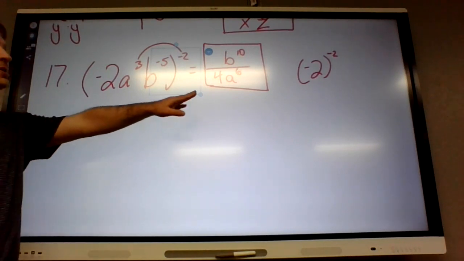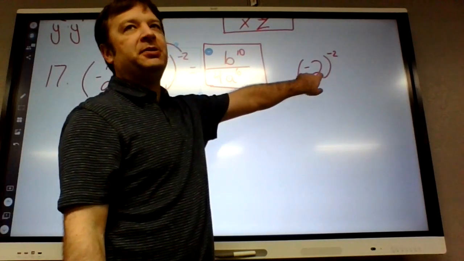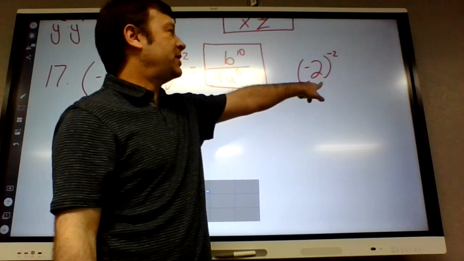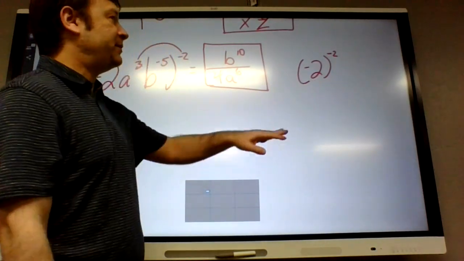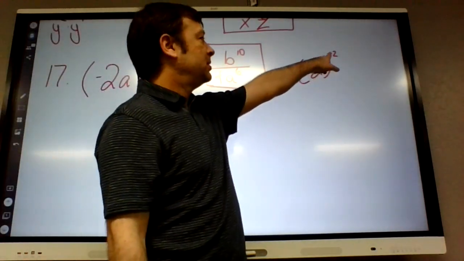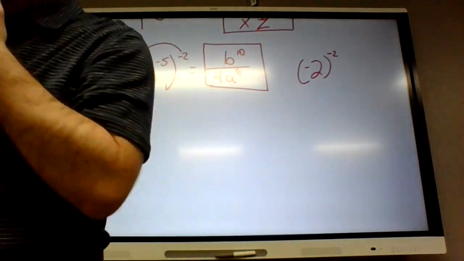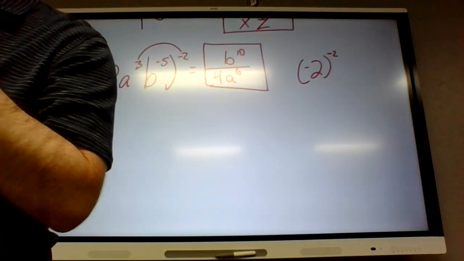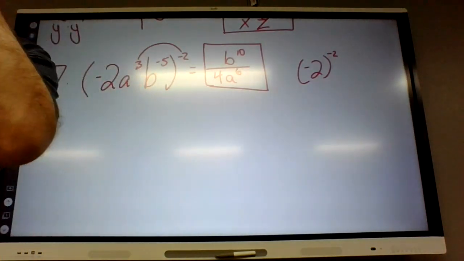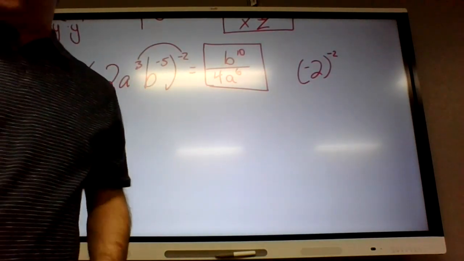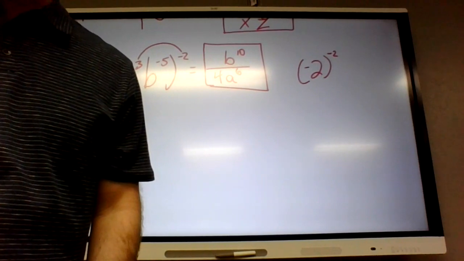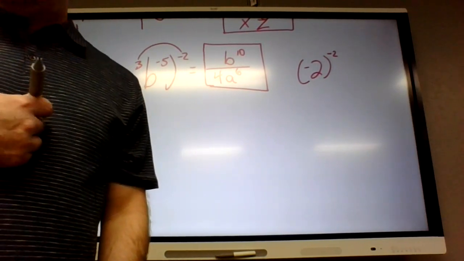By the way, on this number part, you could kind of cheat and use your calculator. If you know how to do it without a calculator, it's a lot faster. Negative 2 squared is 4, but the negative exponent makes it 1/4. Your calculator might spit out 0.25. I guess that'd be okay. Not my favorite, but okay.